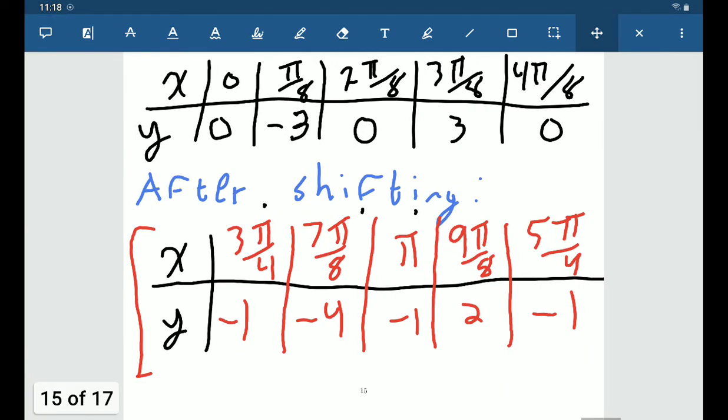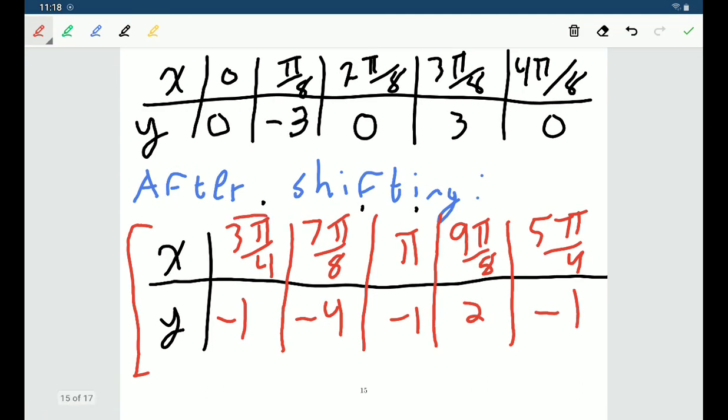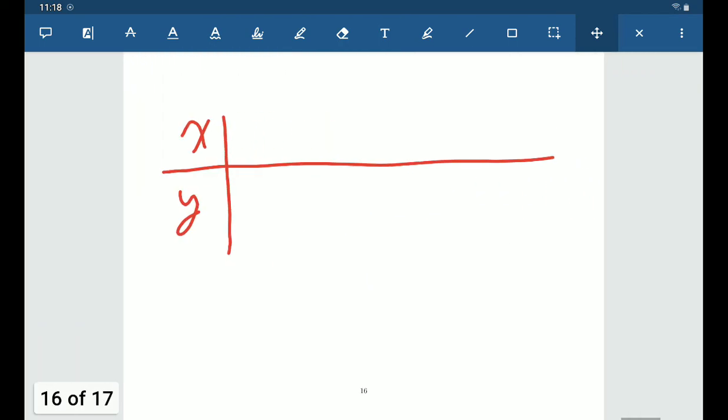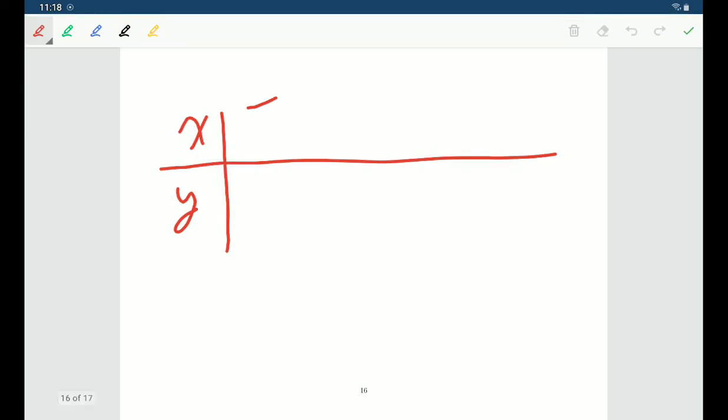so we would have 3 pi over 4 minus pi over 2. We would have 7 pi over 8 minus pi over 2, pi minus pi over 2, and so on. So I will take all of my x coordinates that I have, and I'm going to subtract pi over 2 from all of them. I'm moving everybody to the left by one full period. So 3 pi over 4 minus pi over 2, that's pi over 4. And then the next one, 7 pi over 8 minus pi over 2, that's 3 pi over 8.